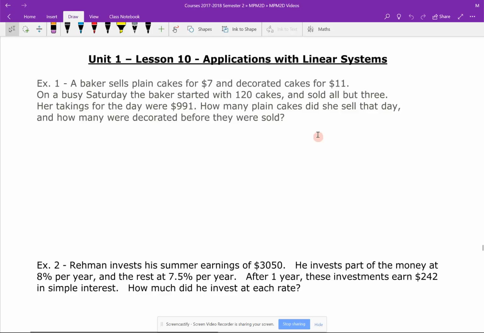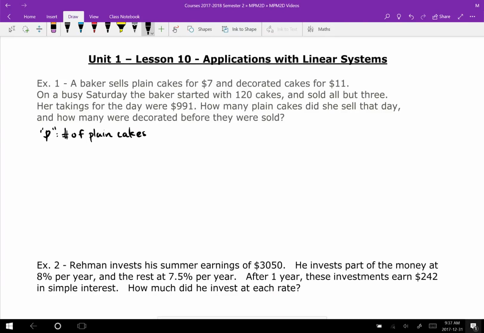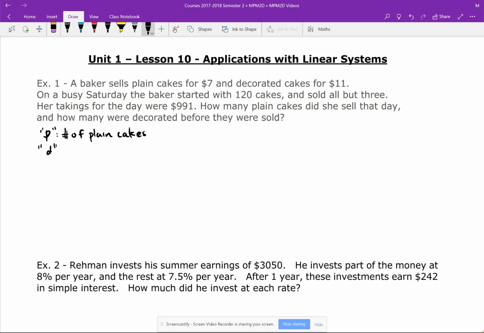So here's an example of a word problem, an application type problem. You're not just given the equations directly, you have to create the linear system yourself based on the information given in the problem. So let's define our variables. You can see here there's a distinction between selling plain cakes and decorated cakes. So let's define P to be the variable that tells us the number of plain cakes. And I'm going to define D to be the variable that tells us the number of decorated cakes.